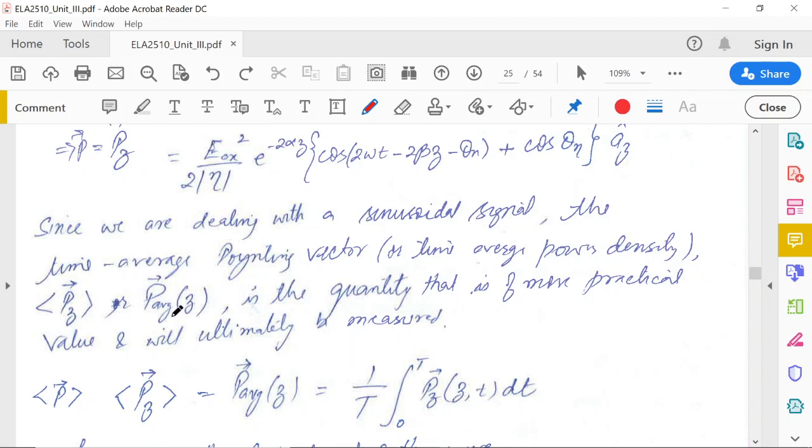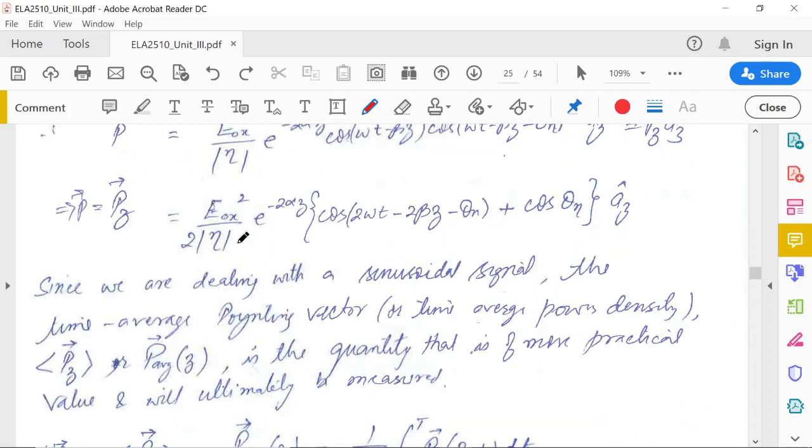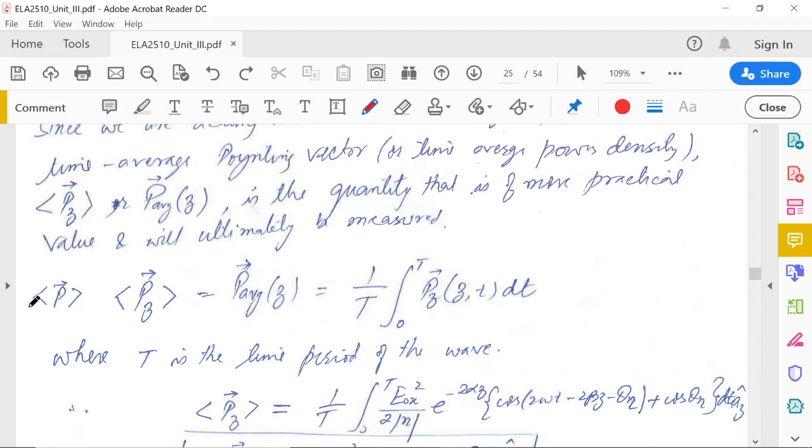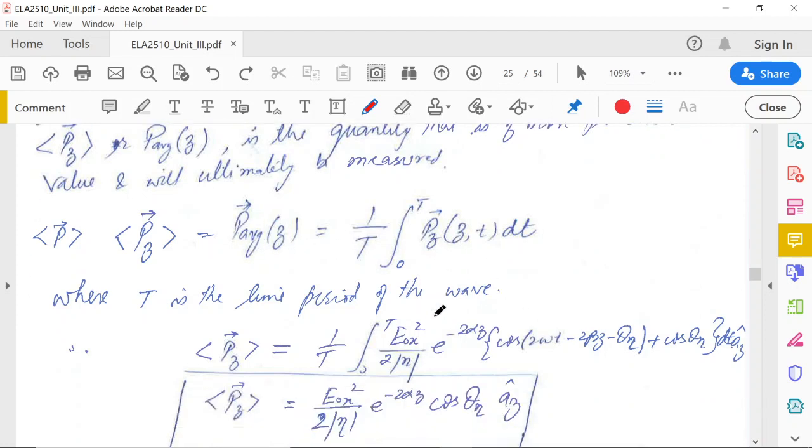So what is the time average? You just take the average over one time period. Here you have omega equals 2 pi over T. So over that particular period T, we average this one, which gives the time average. That becomes independent of time, and you can say this is the average power density at a particular point in space. You can denote it with these two brackets around P, and you can also call it P average z. This is all a vector quantity, because the Poynting vector is denoted as a vector quantity.